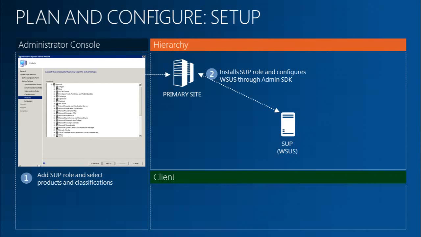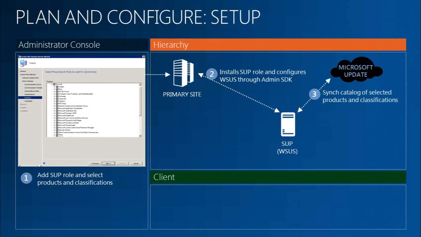So when you install the software update point, it configures the WSUS server, which you still have to install manually, through the admin SDK. The admin SDK has to be available, though we don't recommend that you go into the actual admin console when you set up WSUS, because the software update point will do all of that configuration for you. The initial sync of the catalog from the SUP/WSUS server comes from Microsoft Update, and it brings down all the classifications and products that you chose.